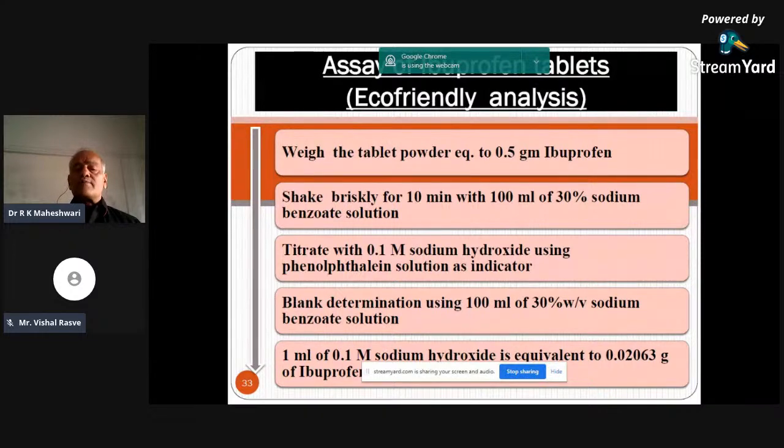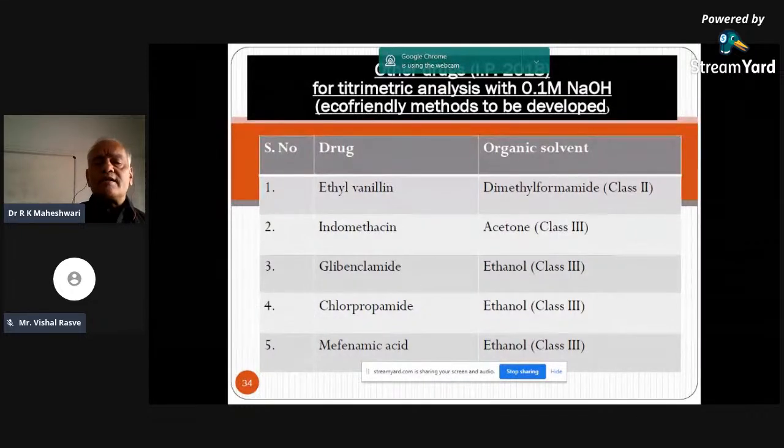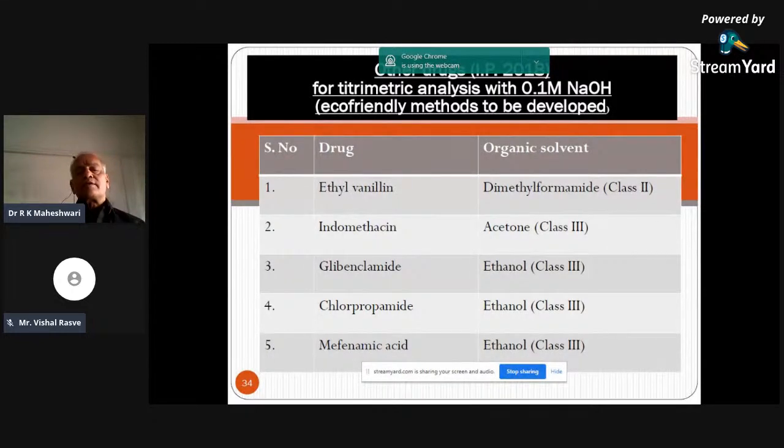So there is no need of chloroform, no need of ethanol. Now, other examples, like ethyl vanillin, this can be done. These I have not done. Dimethyl formamide, DMF, is involved in the analysis of ethyl vanillin, and anyone can do it with the help of sodium benzoate.